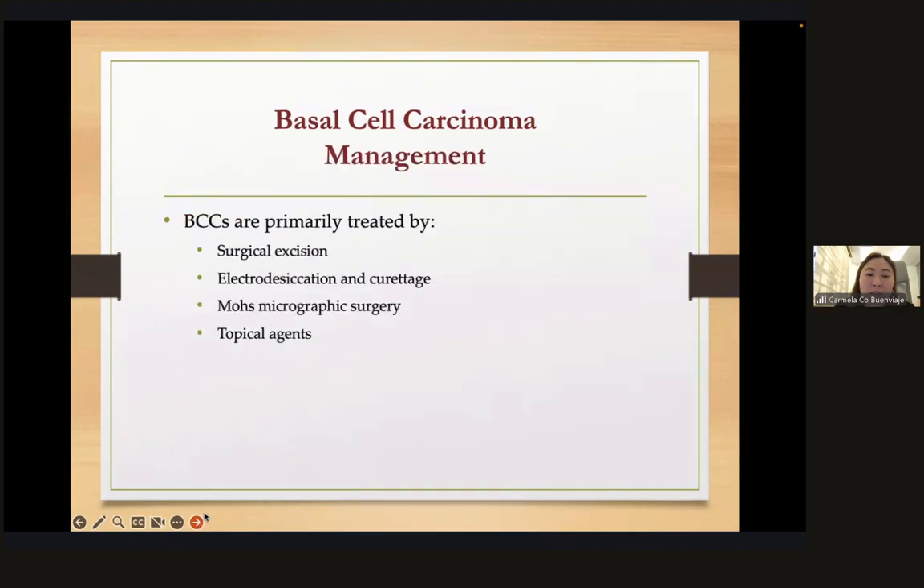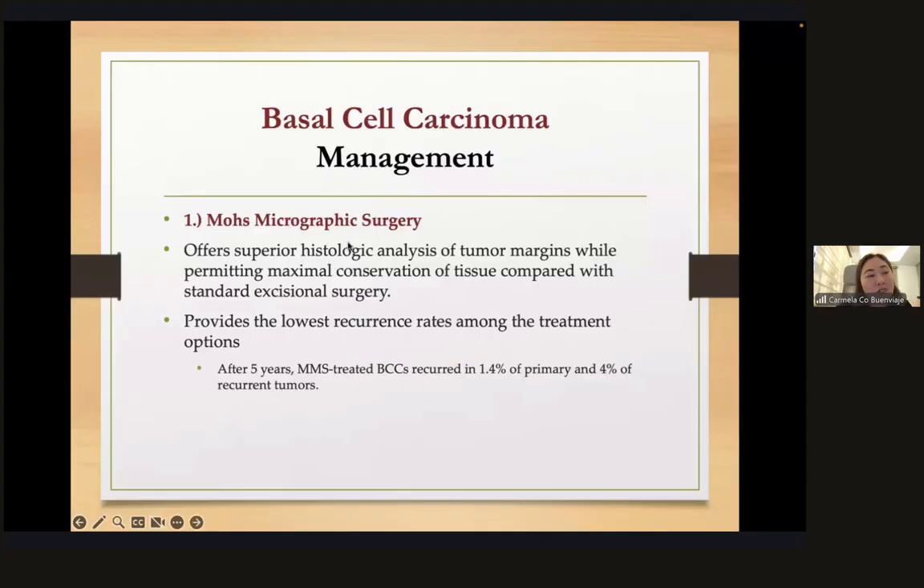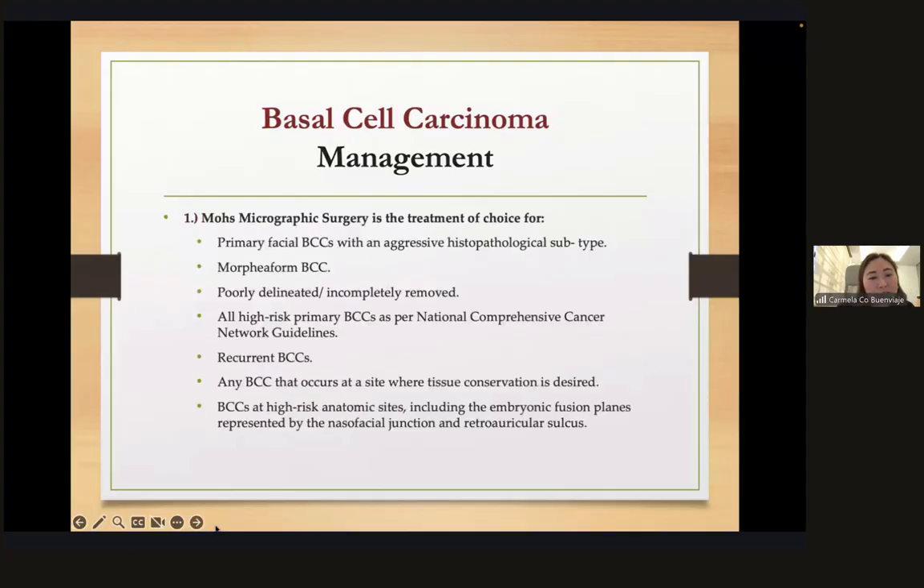Okay, so for management, BCCs are primarily treated by surgical excision. At times, we can do electrodesiccation and curettage, and ideally, best would be Mohs micrographic surgery, and some topical agents may also be used. Mohs micrographic surgery often offers superior histologic analysis of tumor margins while permitting maximal conservation of tissue compared with the standard excisional surgery. This provides the lowest recurrence rates among all the treatment options for BCC.